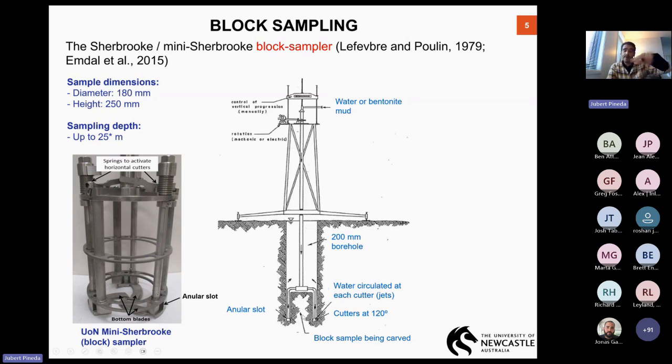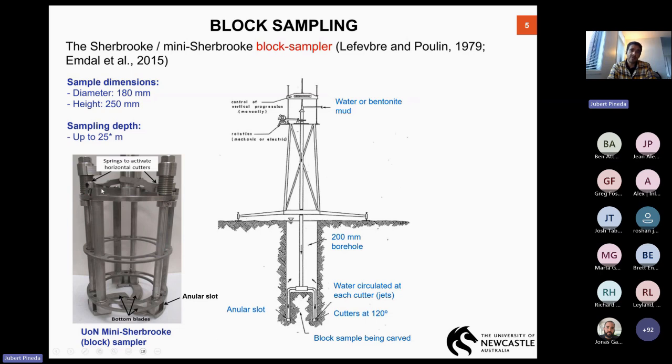So after 5 minutes of keeping the sampler rotating at the base, then we need to activate those bottom blades. How can we activate that? We need to basically drop a big mass from the ground surface, which is connected to the drill rods, and that metallic mass is going to impact these pieces at the top of the sampler, which are going to activate those springs that you can see here.